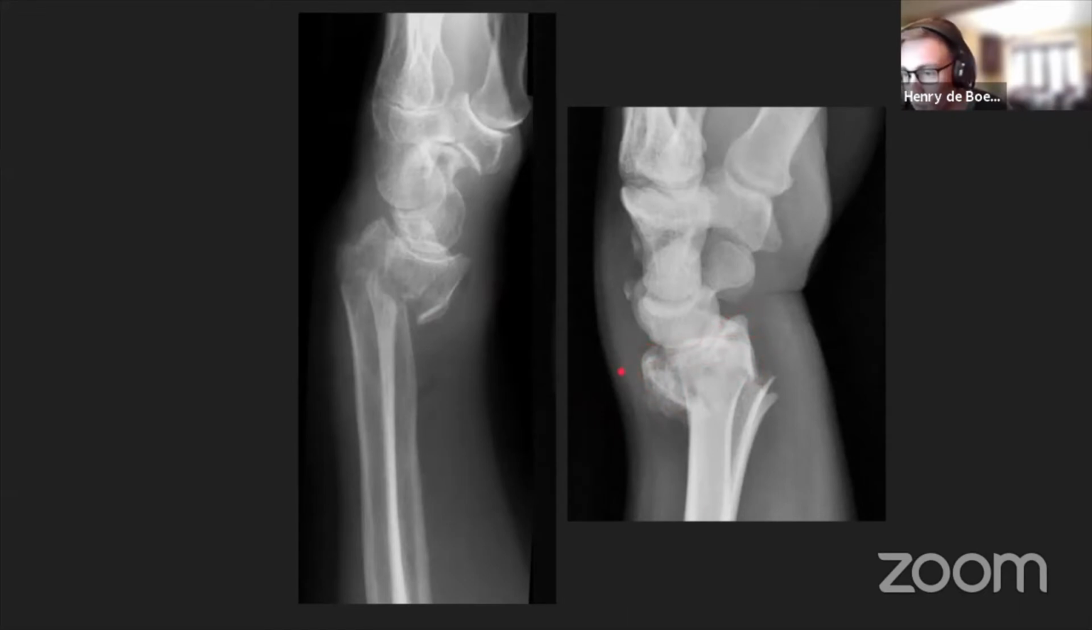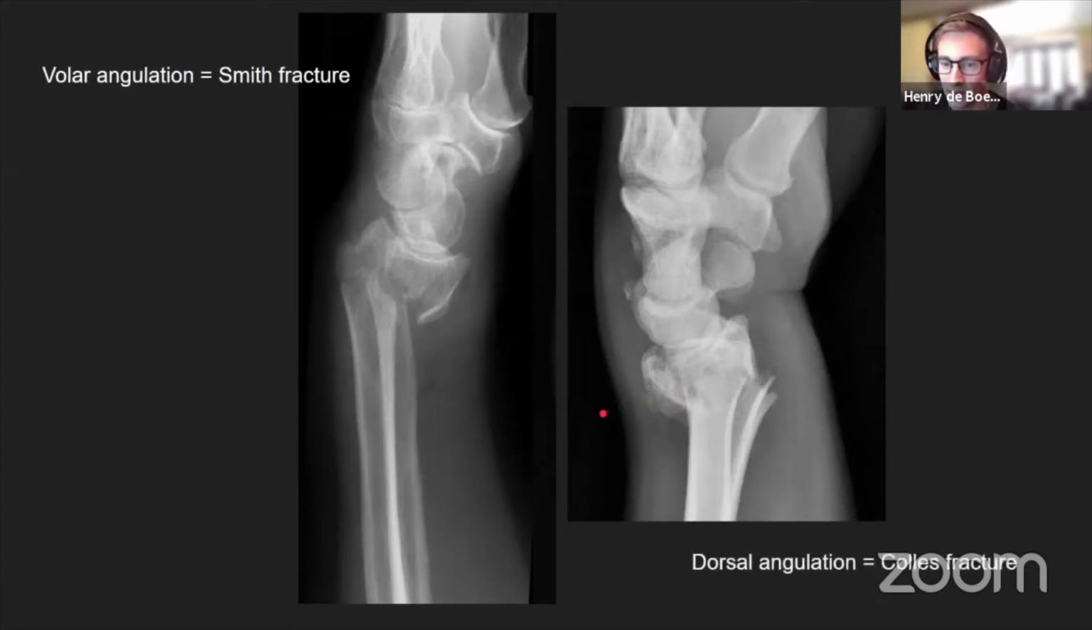Whilst I don't think it's important to use eponymous names, and I would never use them in my reports, I would always describe the fracture. People like asking what the eponymous name of this fracture is, which is why I put them in. When it goes volar, we call it a Smith's fracture, and when it's posterior, we call it a Colles fracture. The Colles fracture is typical of an elderly female patient, and we see the Smith fracture more commonly in younger patients. Why that is, I don't know.